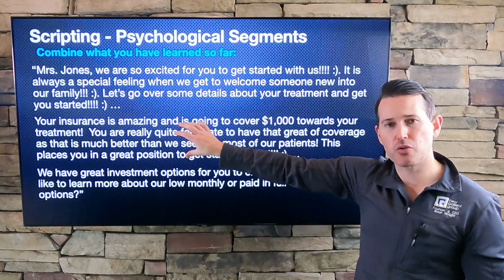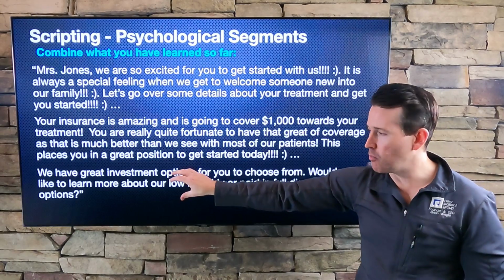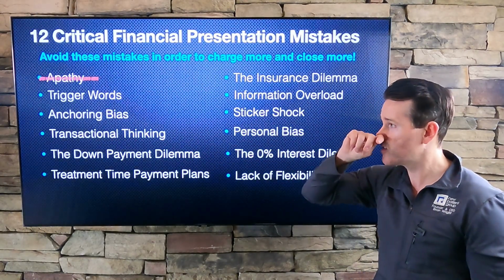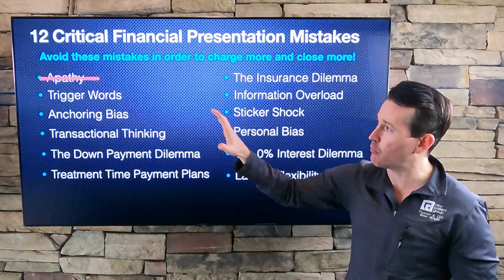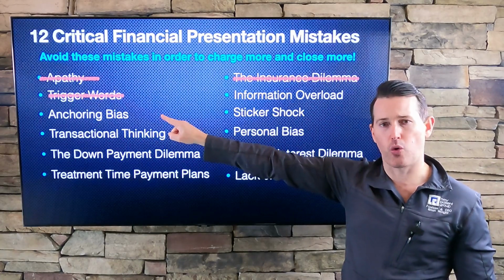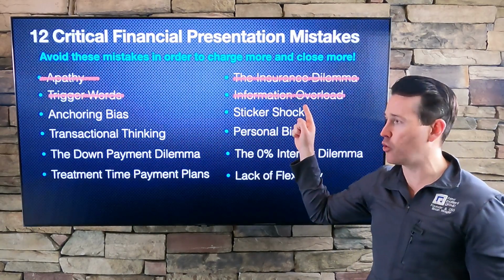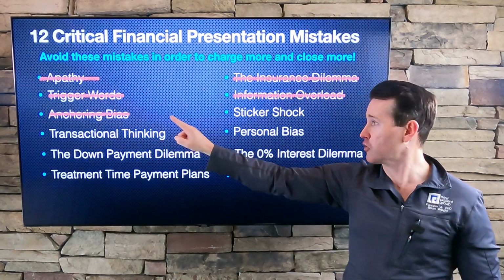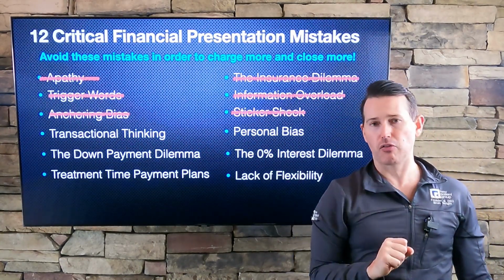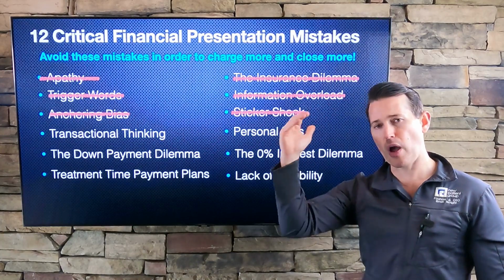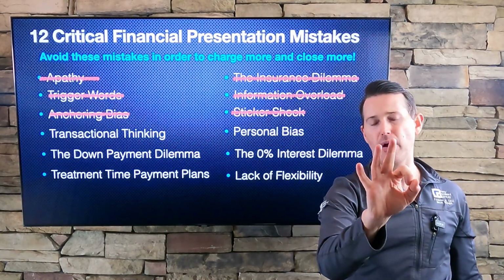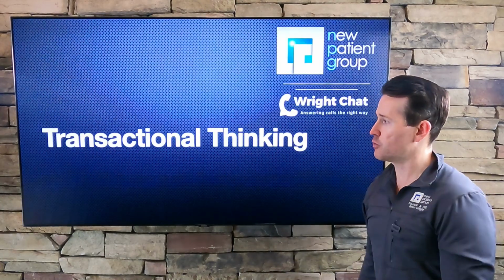Get rid of the insurance dilemma. Boom, identify your buyer and get rid of that. And let's look at this. So far, in a short amount of time, we've gotten rid of apathy. We've gotten rid of the insurance dilemma. Trigger words are gone. Information overload is gone. Anchoring bias is gone. Sticker shock is gone. You have eliminated 6 things from the 12 that we started with just by implementing those 3 paragraphs at the front end of your financial presentation.